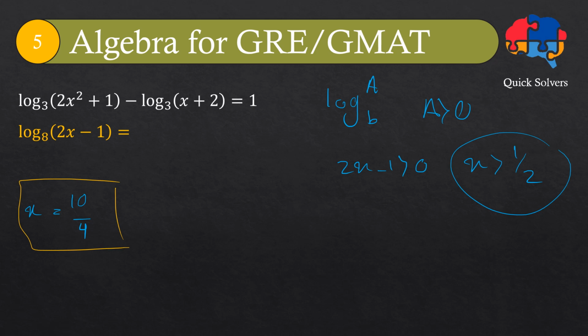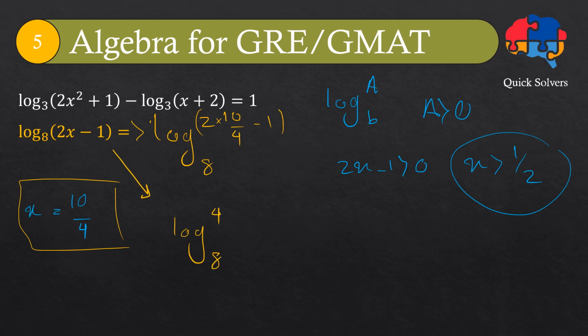I want to find the logarithm of 2x minus 1 to the base 8, where x is 10 over 4. It means we are looking for the logarithm of 2 times 10 over 4, and there is a minus 1 here, I forgot that. So 2 times 10 over 4 is 20 over 4, which is 5, and 5 minus 1 is 4. So we have the logarithm of 4 to the base 8.